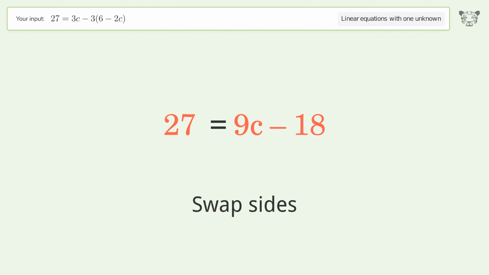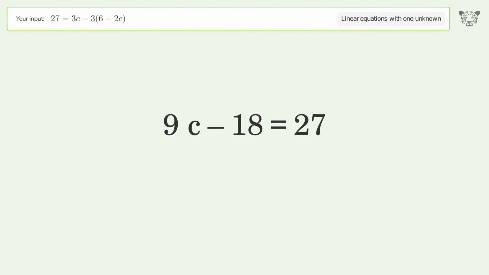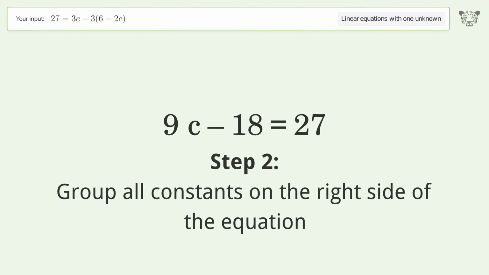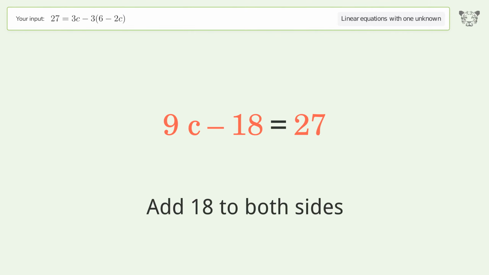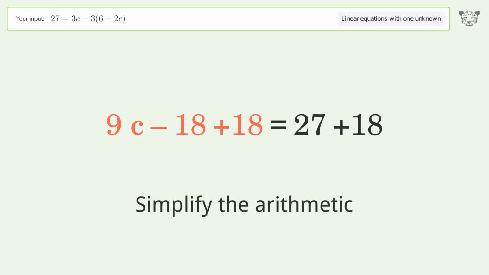Swap sides. Group all constants on the right side of the equation. Add 18 to both sides. Simplify the arithmetic.